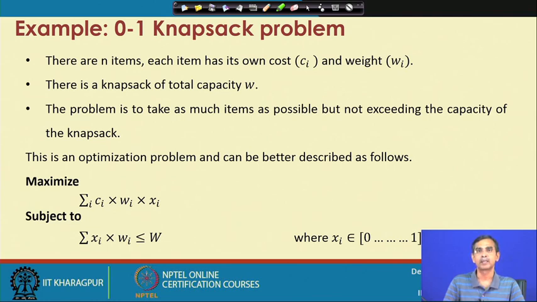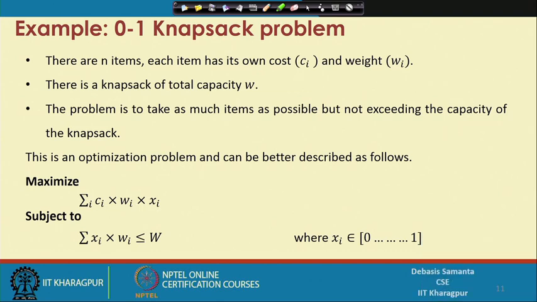As an example, suppose a thief entered a showroom with a knapsack of his own capacity, and the costs of the different items are known there. The thief has to collect the maximum from there, so that he can put all the elements into his knapsack and also gain the maximum. So, basically within the limited weight he has to collect the items, each having its own cost, so that he can maximize the cost.